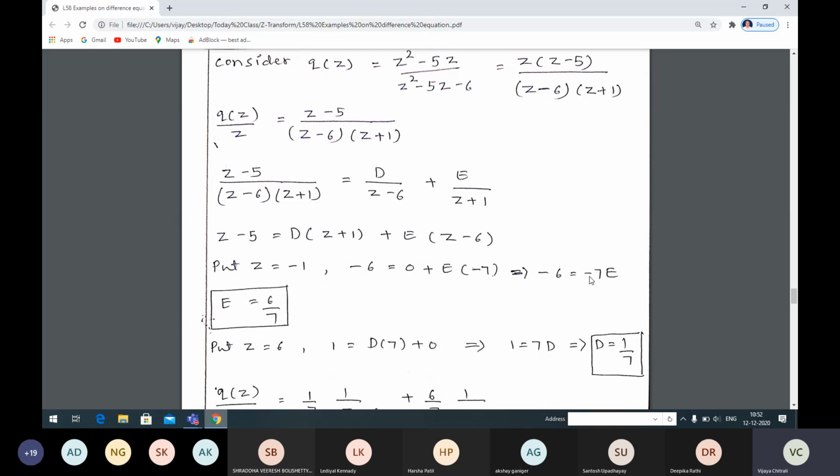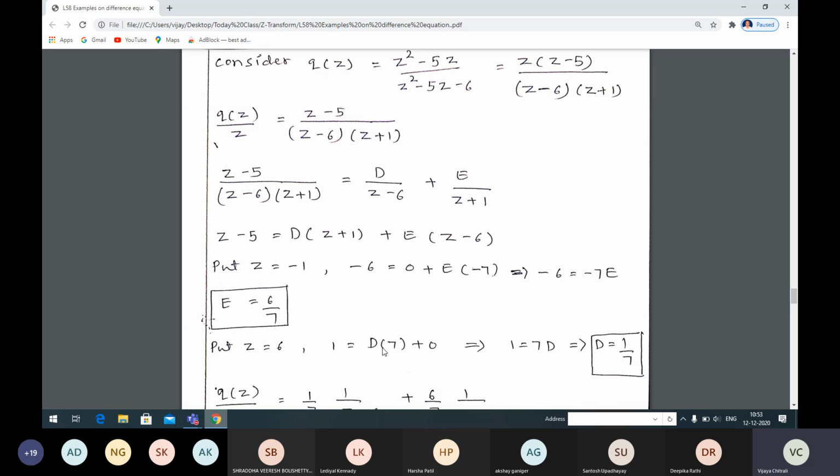So minus 6 is equal to minus 7E. So E is equal to 6 by 7 because minus gets cancelled on both sides. Right. Now put Z is equal to 6. 1 is in place of Z. You substitute 6. 6 minus 5 is 1.